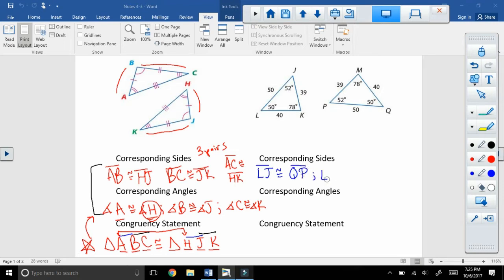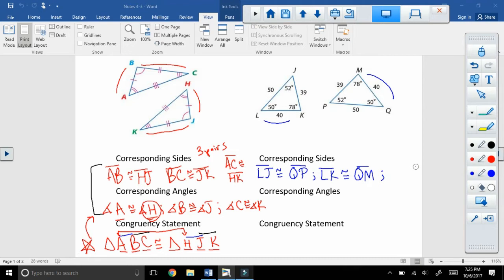We have LK congruent to QM. And again, I'm just matching these up. That's the 40, that's the 40. I'm not going to be too picky if you would have said LK and then MQ and had it the other way. I'm not going to be too picky about that one.